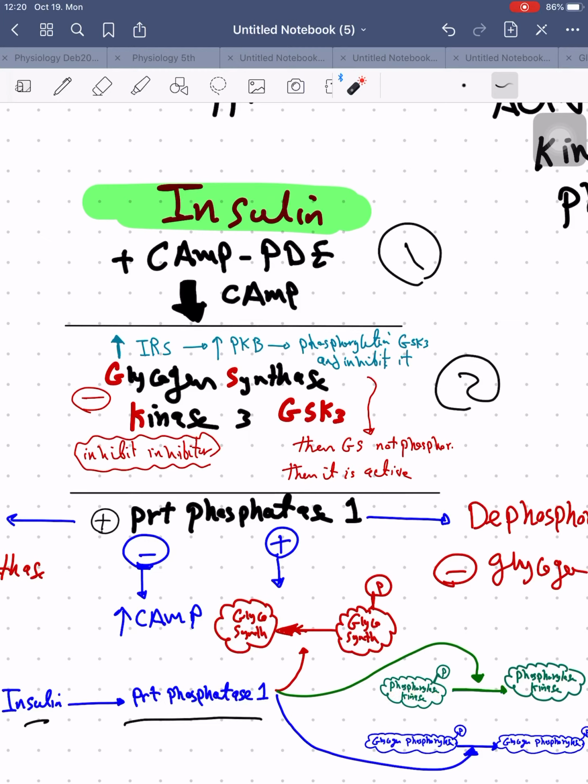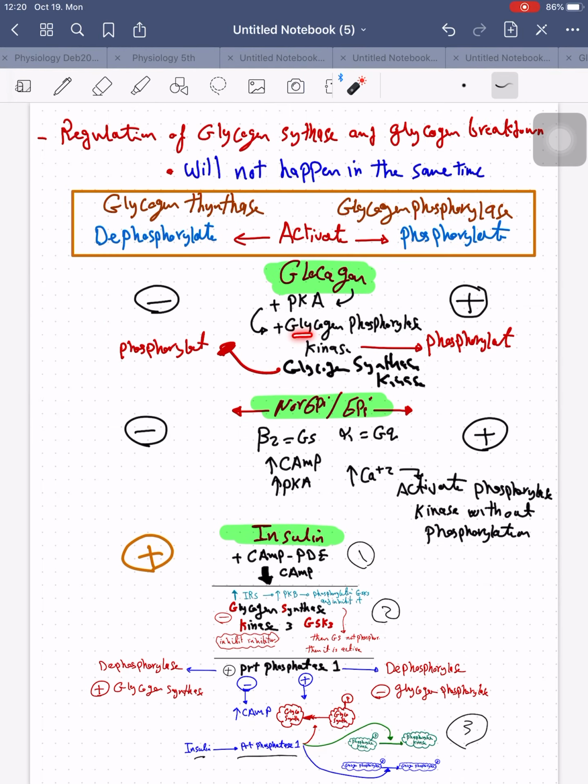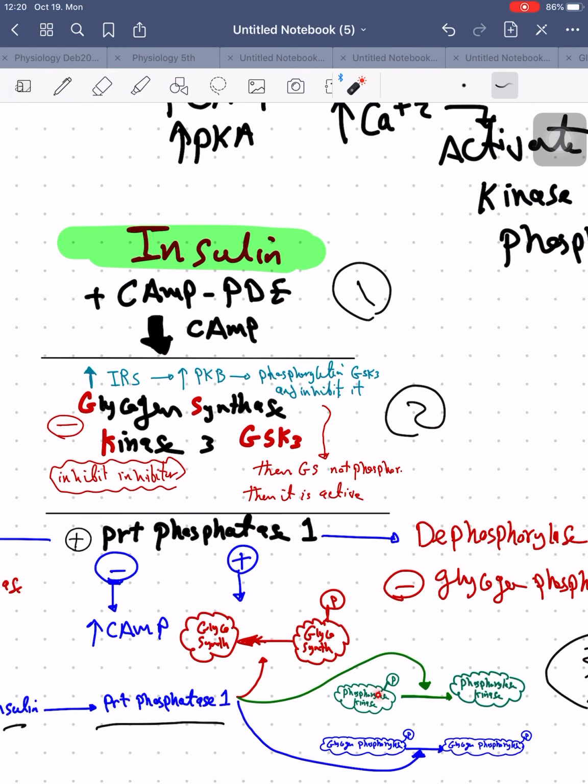Yeah, if I remove the phosphate from phosphorylase kinase, it means that glycogen phosphorylase kinase is not active. And what's the function of this one? Its function is to add a phosphate to glycogen phosphorylase. So I inhibit the phosphorylase kinase by removing phosphate, and I inhibit glycogen phosphorylase directly by removing phosphate.